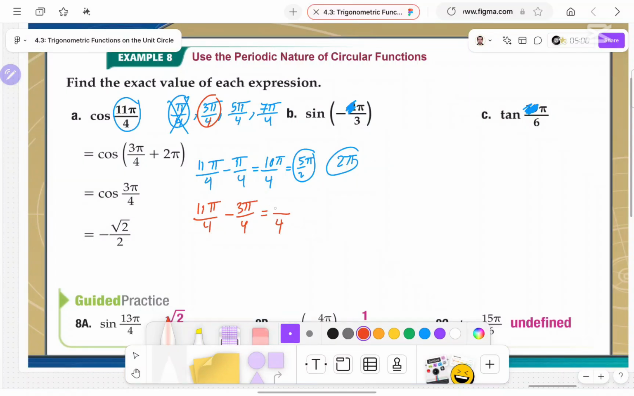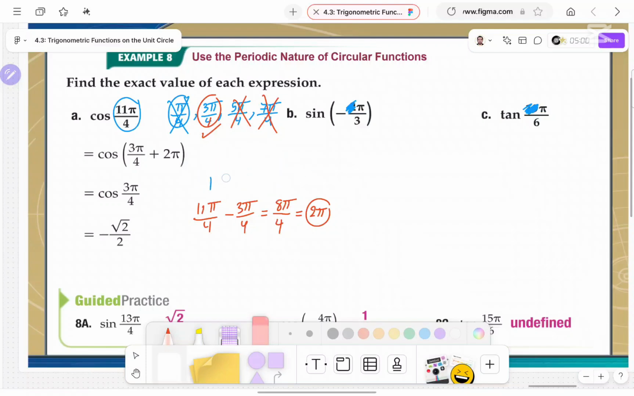Now 11 pi minus 3 pi. 11 minus 3 is equal to 8 pi. 8 pi divided by 4 is equal to 2 pi. Did I get 2 pi? Yes, so this one is the correct answer. Okay, I don't have to test all of them. If you get one of them, it's 2 pi. You don't have to test all of them.